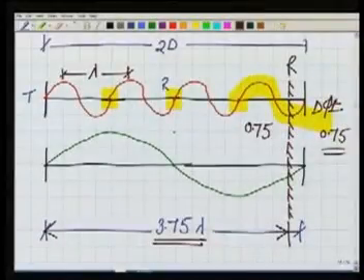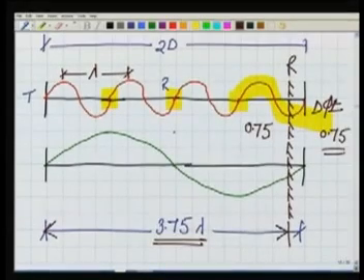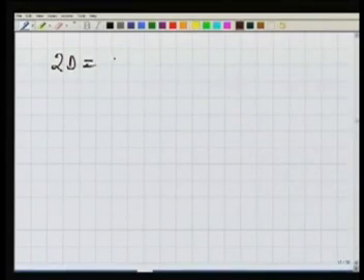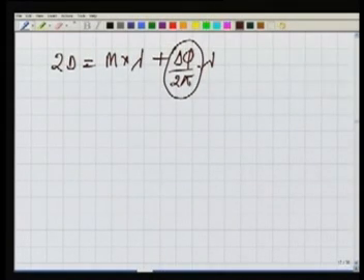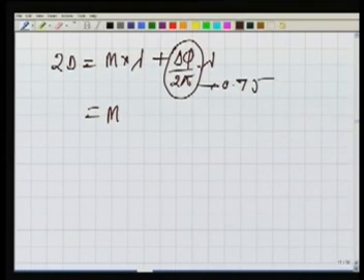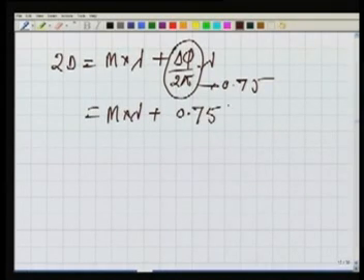So from the first diagram, the top one, we can write that our 2D is m, we do not know the value of m, into lambda. Lambda is the wavelength which we are using, plus delta phi by 2 pi into lambda, and this particular value is 0.75. So we can write it as m into lambda plus 0.75 times lambda.